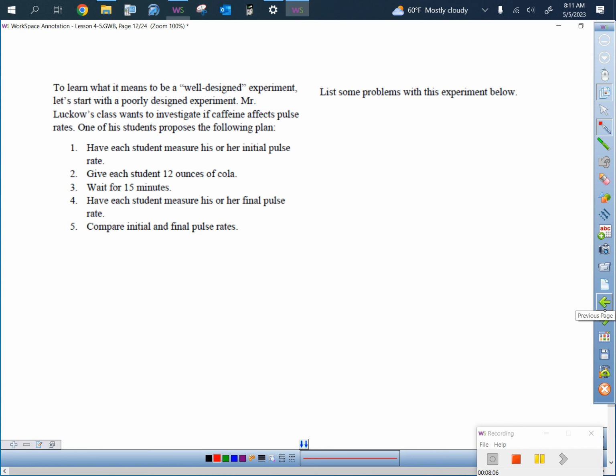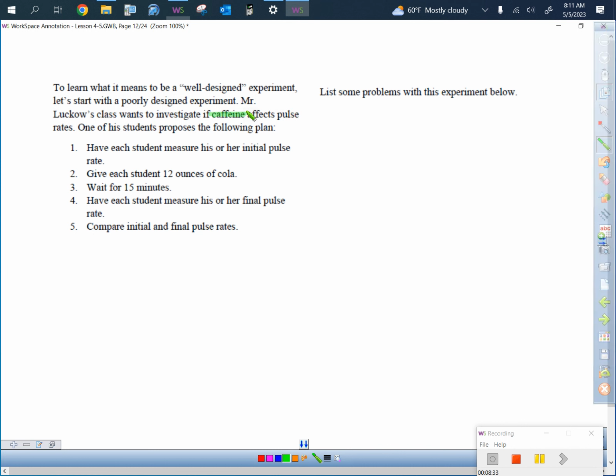Let's take a minute to read this experiment and see what kind of problems it would have. To learn what it means to be a well-designed experiment, let's start with a bad experiment. Mr. Lucklow's class wanted to investigate if caffeine affects pulse rates. First of all, it does. But how they did this experiment, there are some problems with it, right?